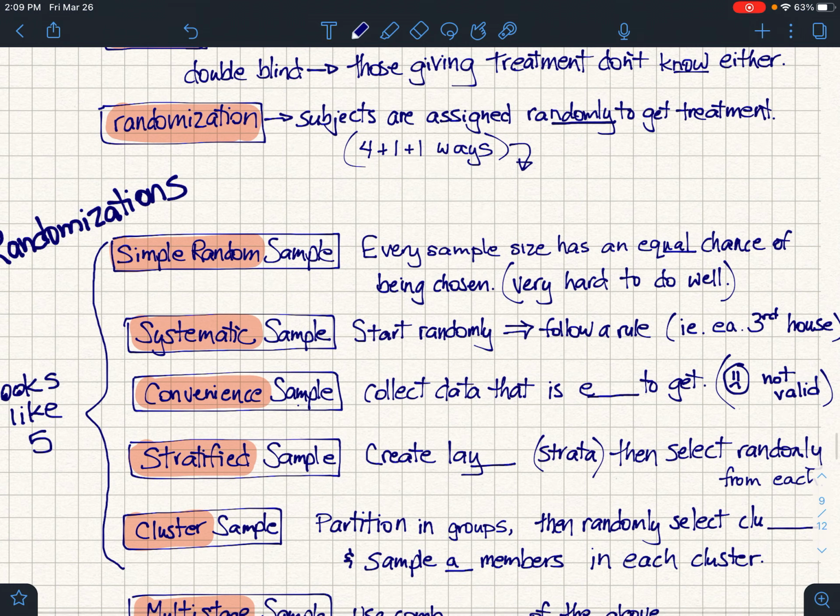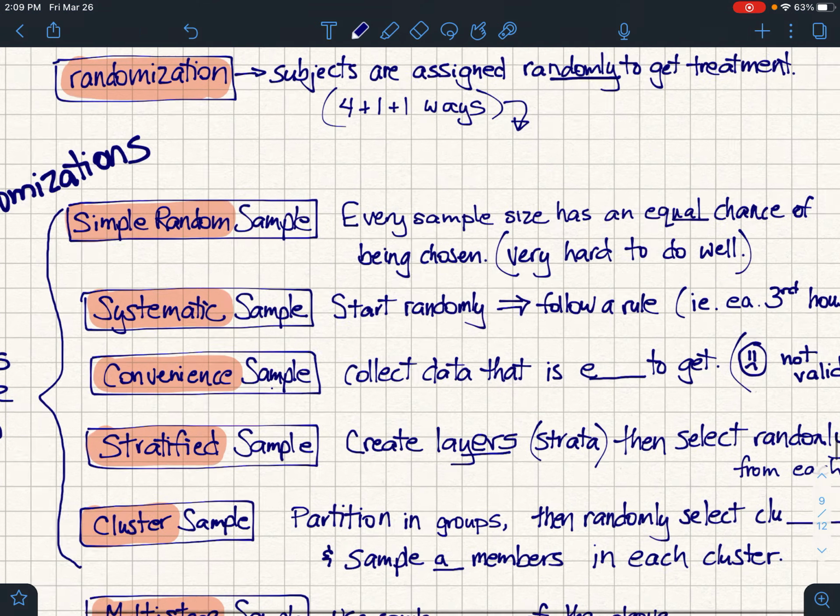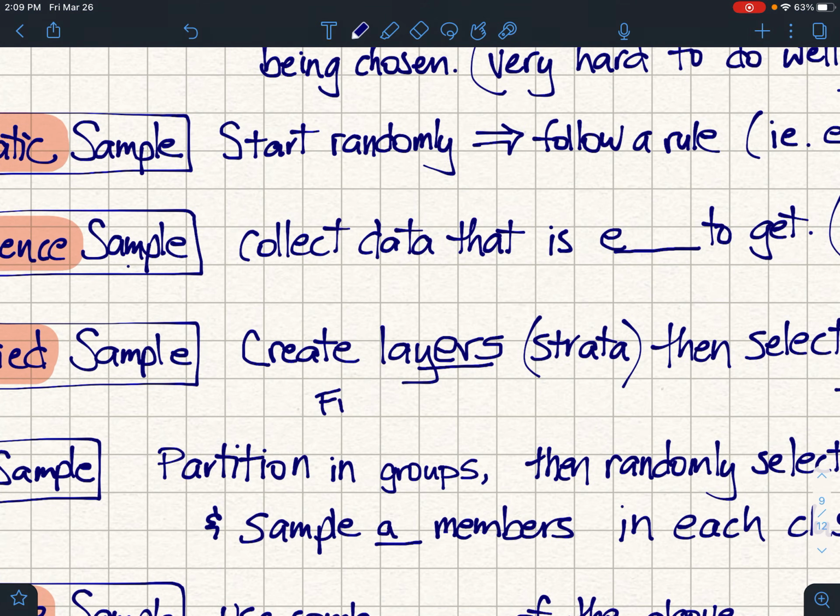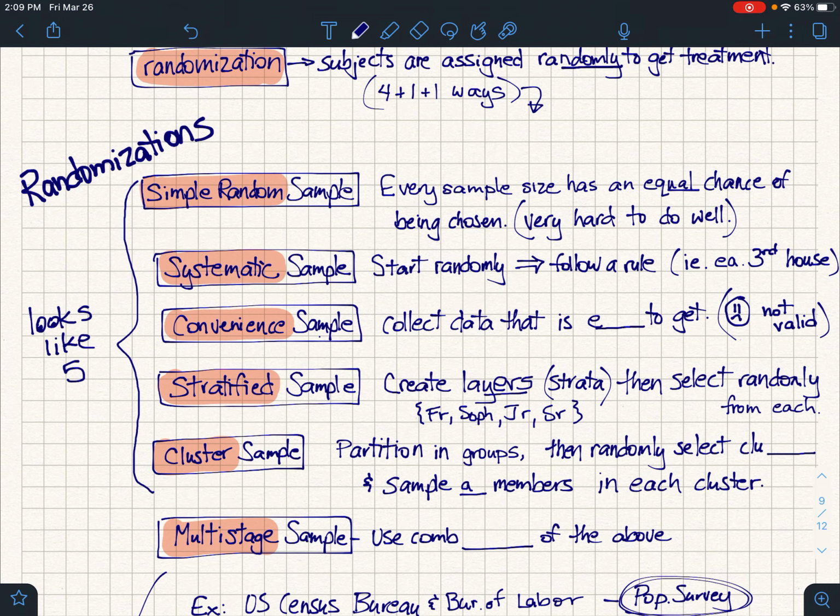I'm going to skip the convenience. I'm going to skip to stratified. I would actually write the convenience one at the very end, by the way. The stratified is that they're layers. So what you do is you break your data up into, fancy word, strata, and then you select randomly from each. So for example, you might go by grade, okay? So you've got freshmen, sophomores, juniors and seniors, and then from each of those groups, you would pick, let's say, 20 or 30, and then survey them, okay?